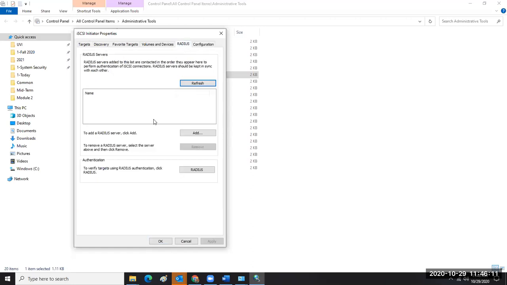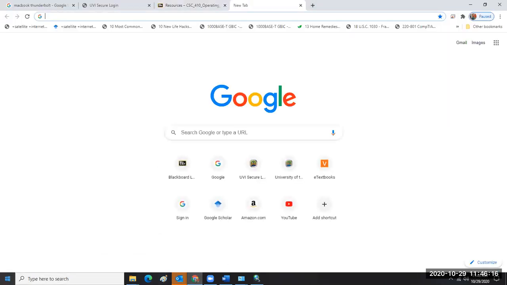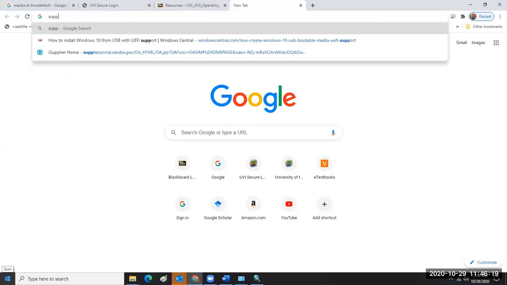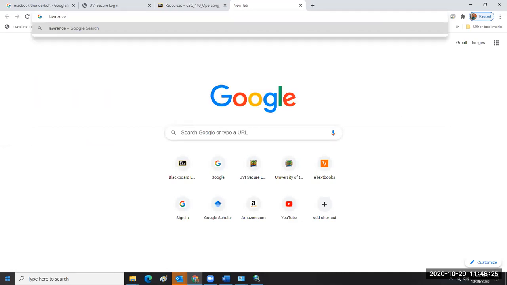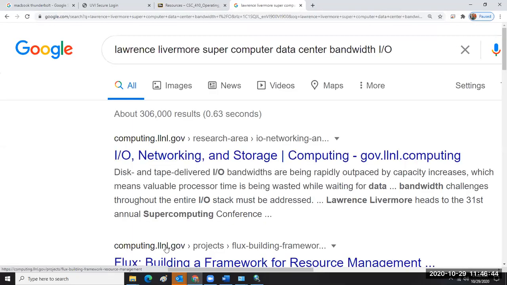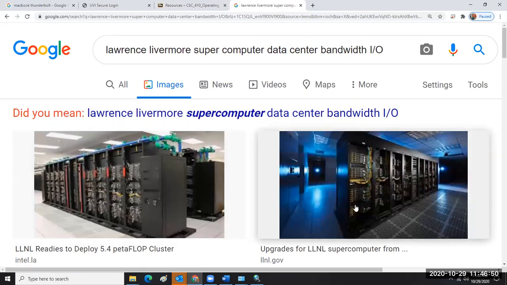So what am I saying? Let's see if we can get a picture of the Lawrence Livermore lab. I'm going to put a bunch of terms in here just to make the Google search interesting, and let's get some images here. Okay, does everybody see this?